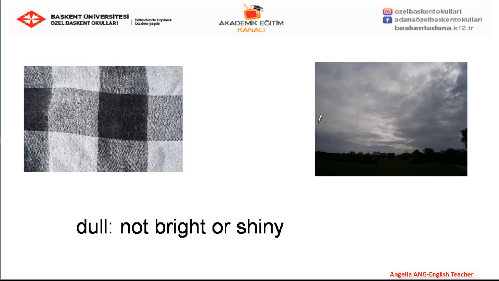Dull. Dull means not bright or shiny. Look at this cloth. It is dull. It is not shiny. The sky is dull. It is not bright, but it is dark.